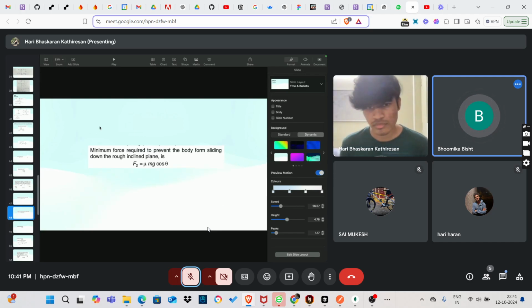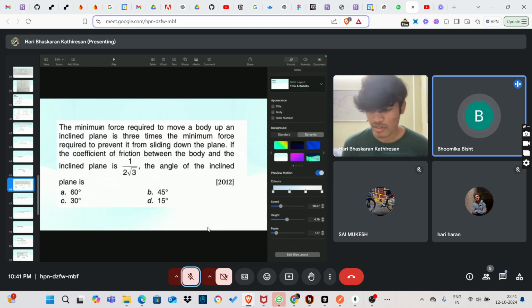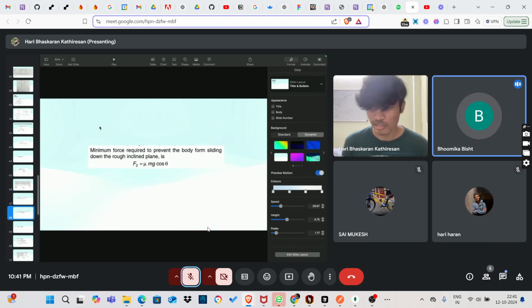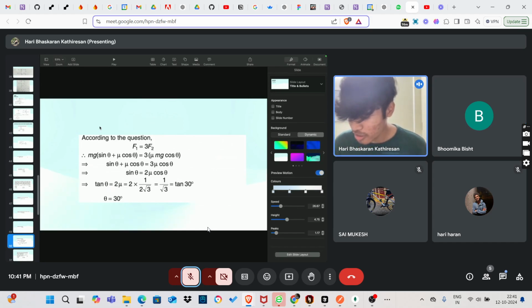It's 30 degrees. How do you get this? Mg sin theta plus friction is equal to 3 mg sin theta, right? Then friction is mu mg cos theta, and by subtracting mg sin theta from 3 mg sin theta, you will get 2 mg sin theta there. Mg sin theta will cancel out, and then mu will be equal to 2 tan theta.